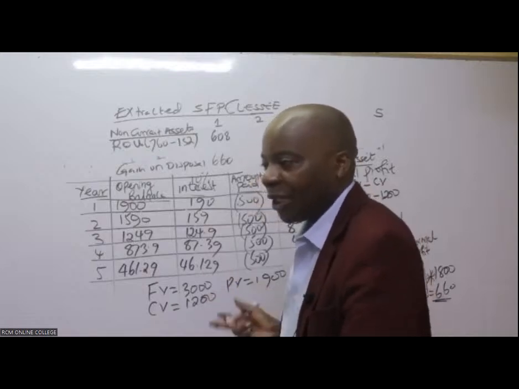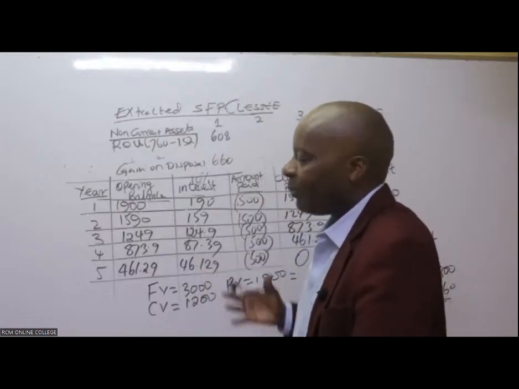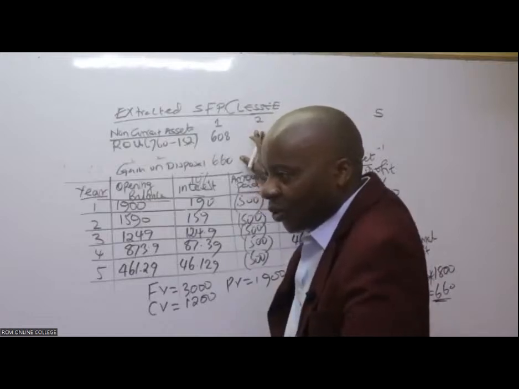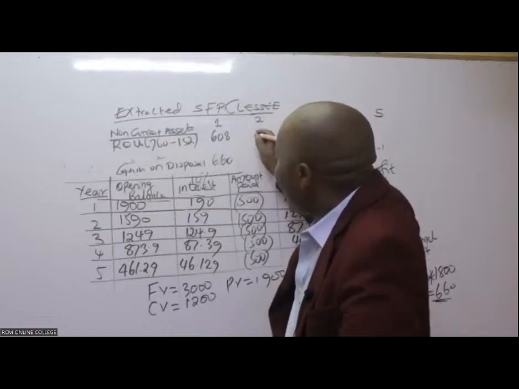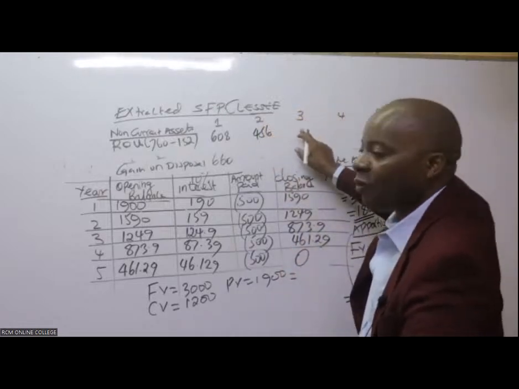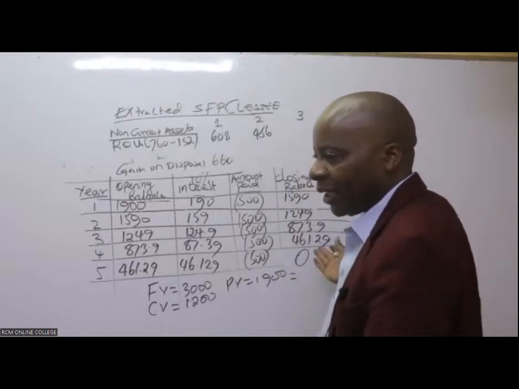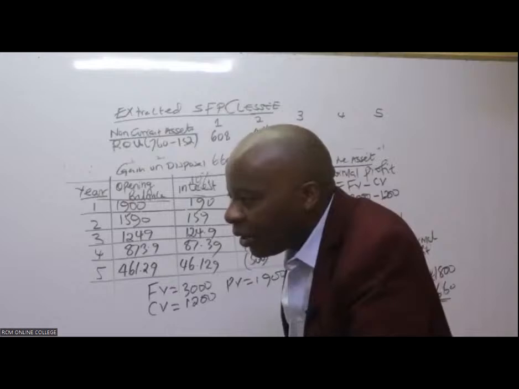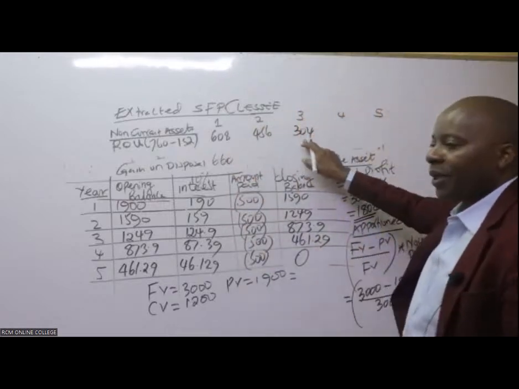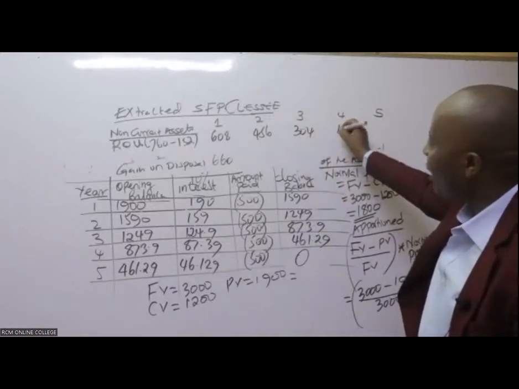Keep on subtracting depreciation. That's a free mark. So could you kindly give me this figure? 608 minus 152 gives us what figure? 456. 456 minus 152, because we are depreciating the asset. We have 304. 304 minus 152 gives me 152.